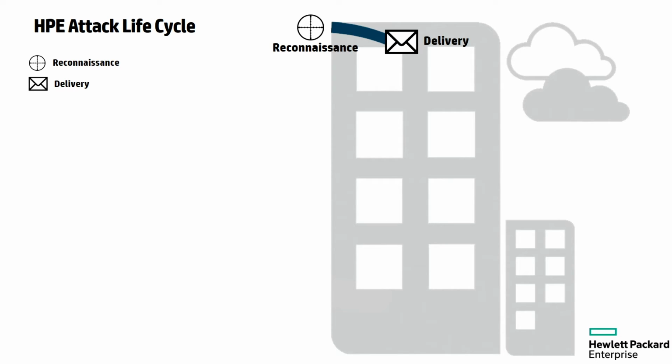Delivery. This is the stage where the payload is delivered to an asset within your control. Delivery mechanisms include email, file downloads, or even access to external media physically present in your environment.